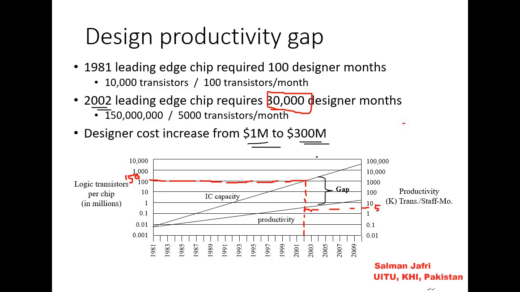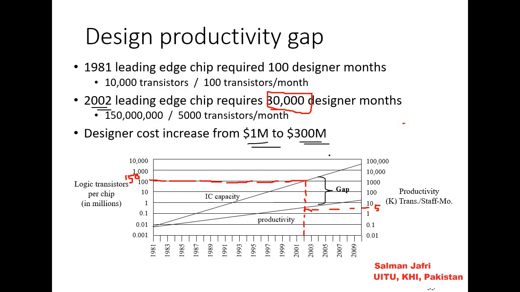So several approaches have been taken to decrease this gap of design productivity. One of the approaches has been to have a team of designers. One designer can design fewer transistors, but a team of designers can produce more transistors. So one of the things has been to have a team of designers.